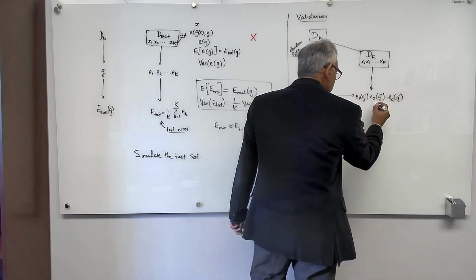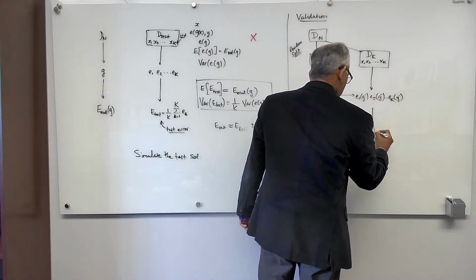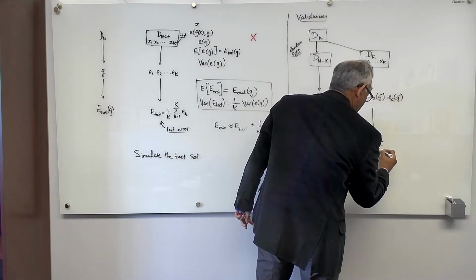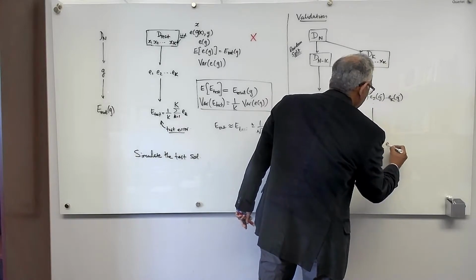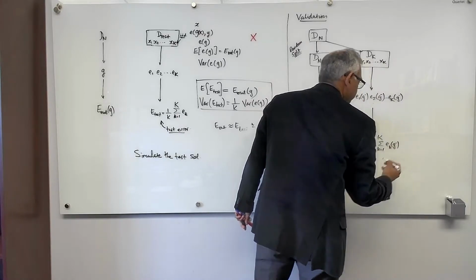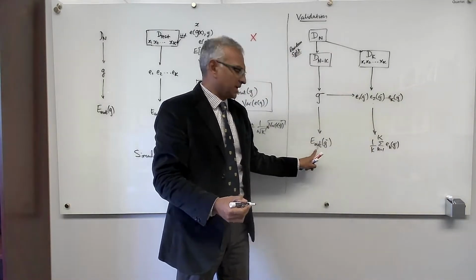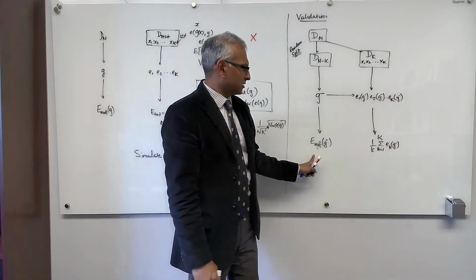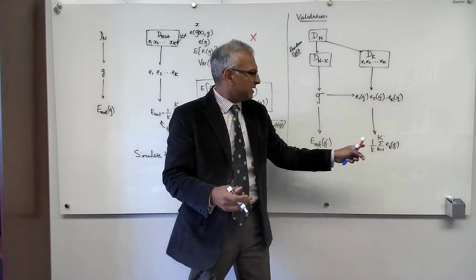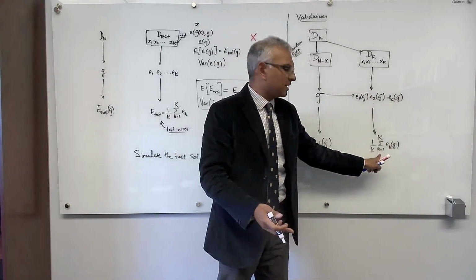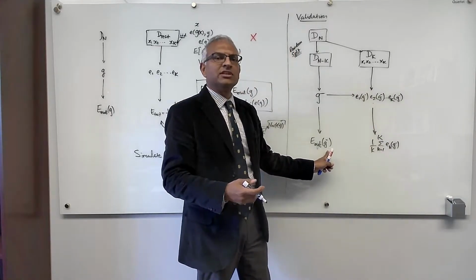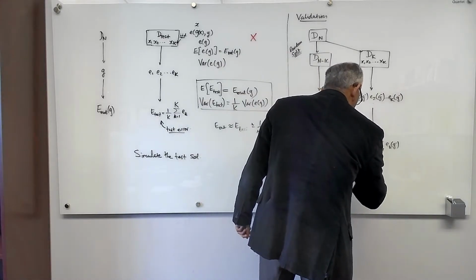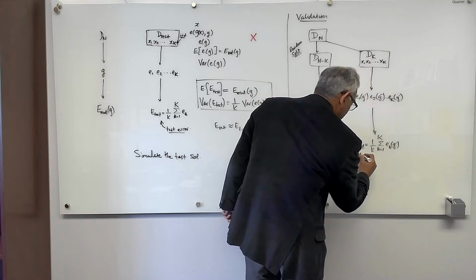And I can then compute the average: 1 over k, the sum from little k equals 1 to big K of e_k of g minus. Now I have my estimate of the out of sample error. Let me add some terminology here. Even though this is technically speaking just like here a test error for this g minus, we typically call this the validation error. So this is called E_val, the validation error.